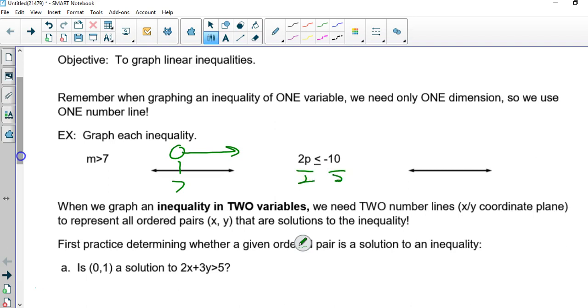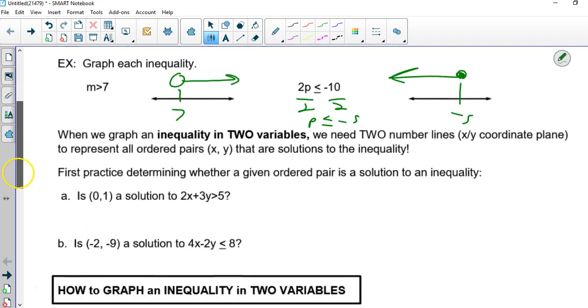Here, we divide by 2. We get p is less than or equal to negative 5. In this case, negative 5, we use a closed dot, but it's less than. So since there was one letter, we only needed one line.